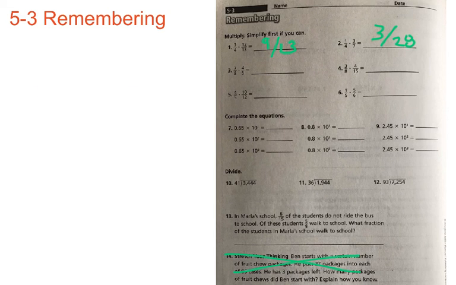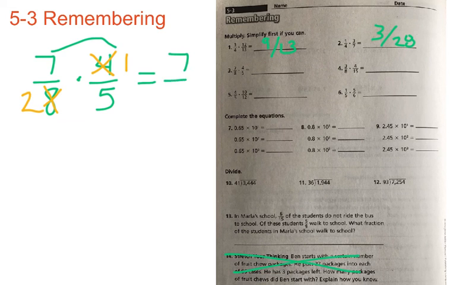Let's go ahead and look at number 3. In number 3 we have 7/8, and we're multiplying that by 4/5. If we look to cross simplify, 7 and 5 we cannot cross simplify, but 8 and 4 we can because 4 is a factor of 8. So 4 can go into 4 one time, 4 can go into 8 two times. Now we have 7 times 1 is equal to 7, and 2 times 5 is equal to 10. And so your answer is going to be 7/10 for number 3. You can go ahead and work on 4, 5, and 6 on your own.